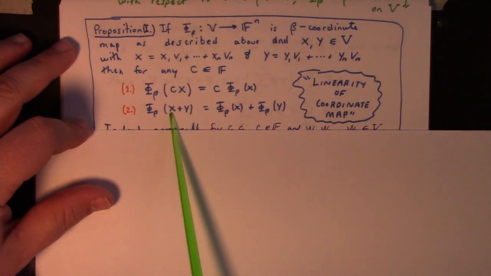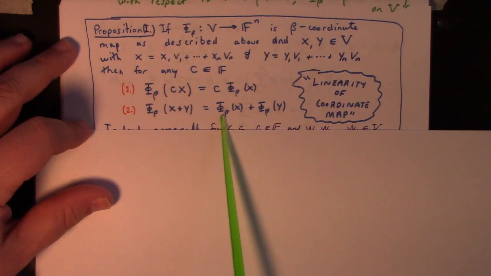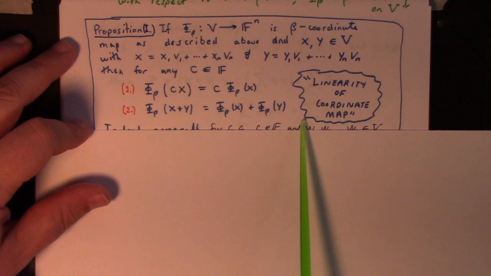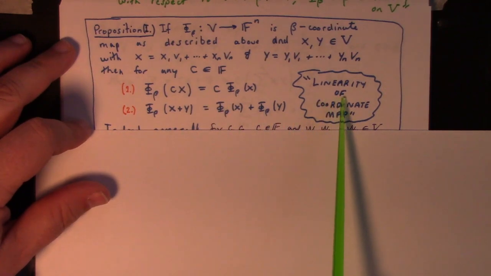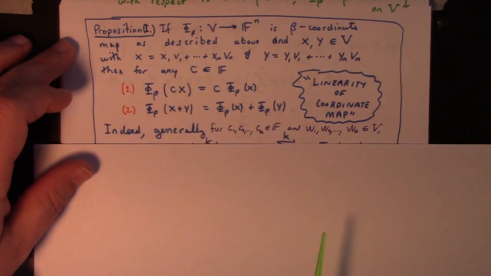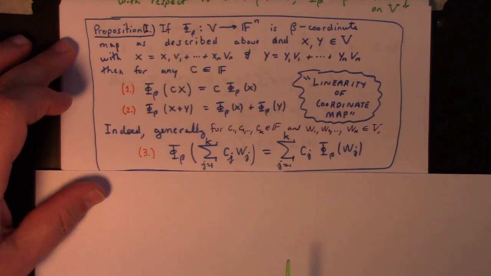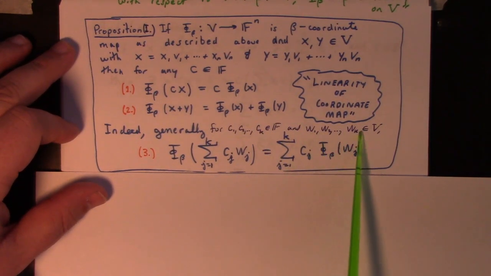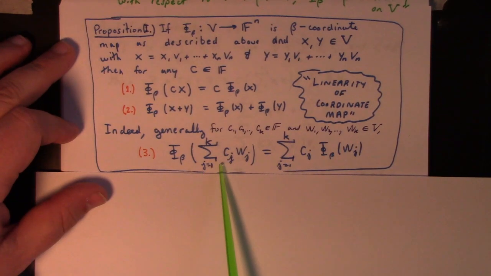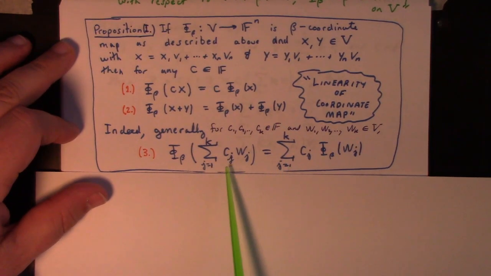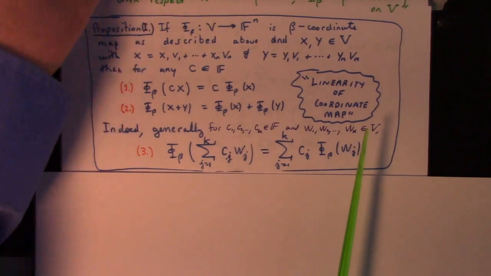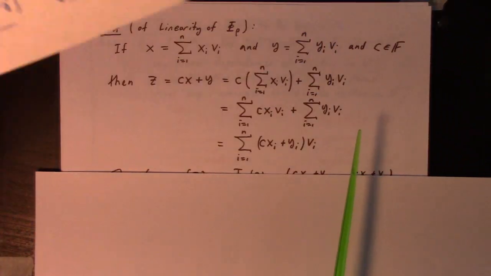Likewise, this is an addition of abstract vectors. Over here you have an addition of coordinate vectors, column vectors in F^n. Taken collectively, this is known as the linearity of the coordinate map. All right. And then more generally, we can extrapolate for a set of k constants and k vectors in the vector space. We have this extended linearity. All right, we can pull out finite sums, constants, and addition. So let's look at the proof of that.